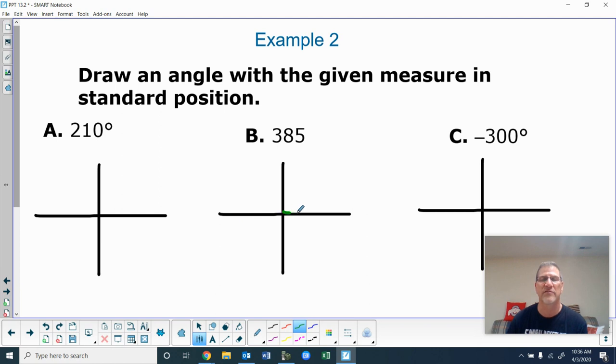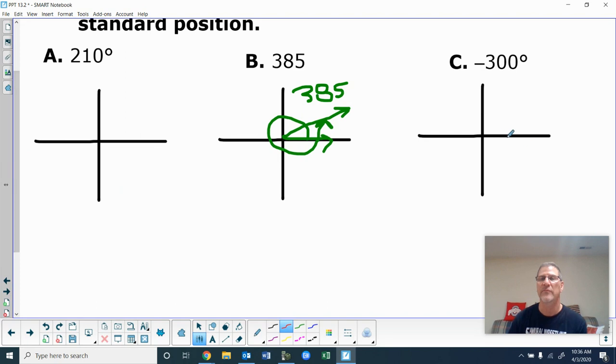All right, 385. So here's our initial side. Now remember, we go all the way around, and that's 360. So we go past a little bit, by about 25. There's my arrow, and then draw your terminal side, and there's your 385. And then for this one, again, our initial side's always there. This is negative, so we go negative 90, negative 180, negative 270. We go a little bit past negative 270, and that would be negative 300. So that's how you draw an angle in standard position. Pretty easy to do. Hopefully you understand that.